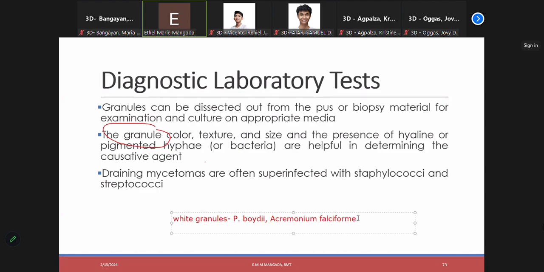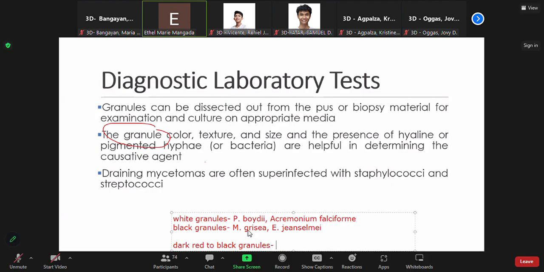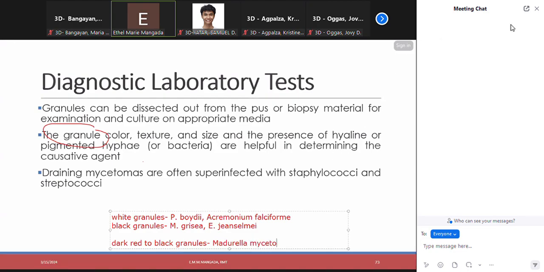While those that cause black granules in our lesions, we have for example your M. grisea, Madurella, and then we have your Exophiala jeanselmei, or your E. jeanselmei. And then another is dark red to black granules. Example of dark red to black granules, we have your Madurella mycetomatis.